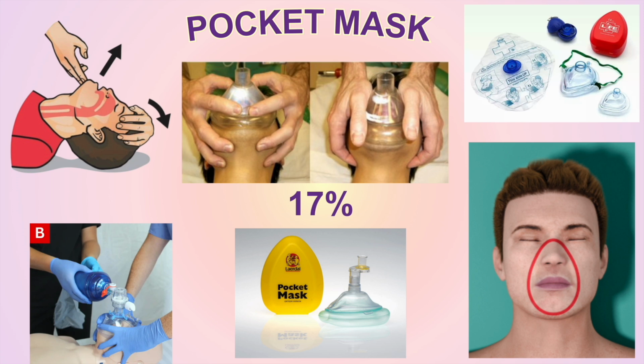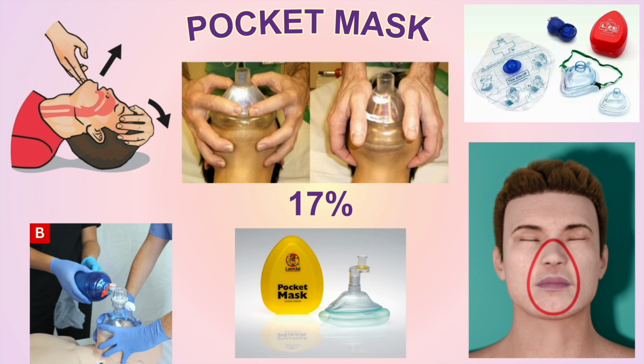Place the remaining fingers of your second hand along the bony margin of the jaw and lift the jaw. Perform a head tilt chin lift to open the airway. While you lift the jaw, press firmly and completely around the outside edge of the mask to seal the mask against the face. Deliver each breath over 1 second, enough to make the victim's chest rise. Resume chest compressions in less than 10 seconds.